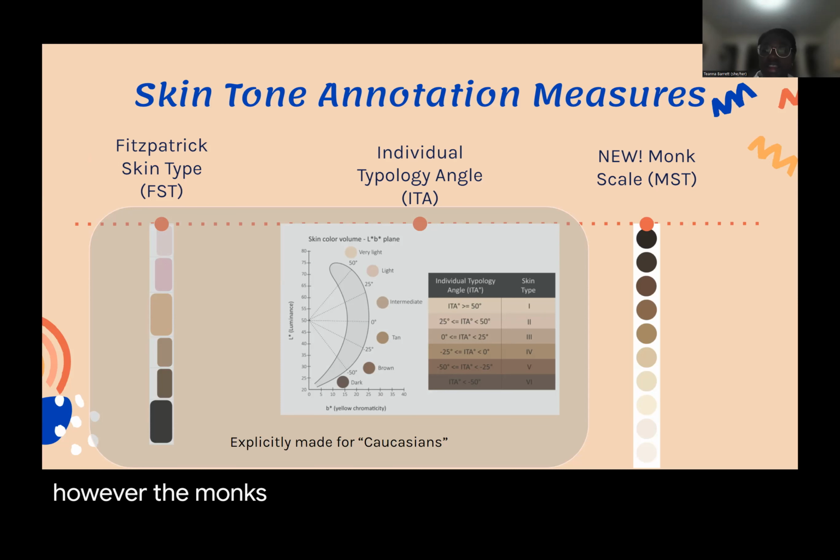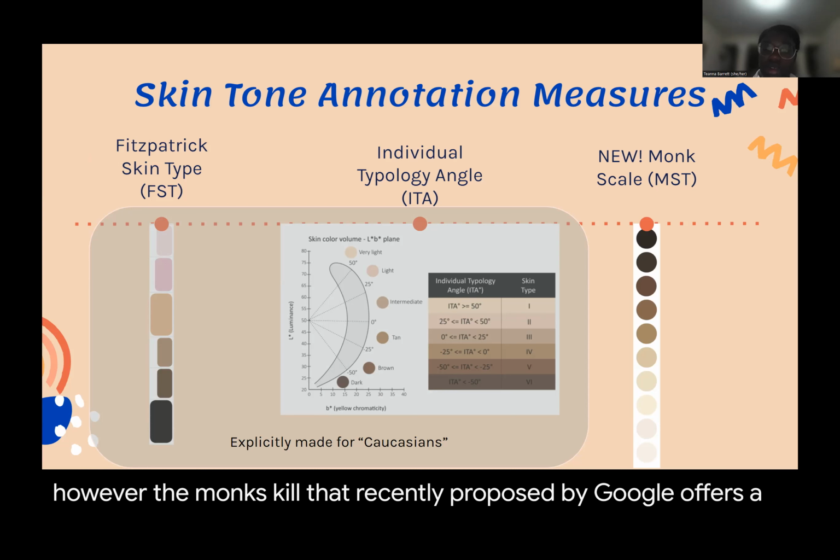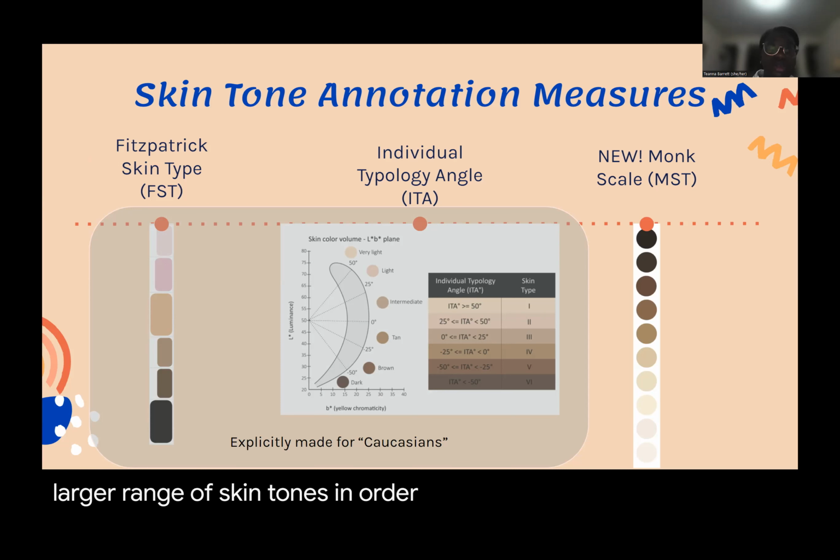However, the Monk scale that was recently proposed by Google offers a larger range of skin tones in order to close this representation gap. However, it has not been publicly evaluated to date.